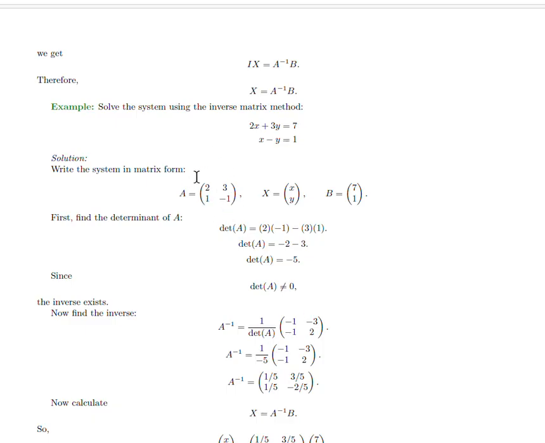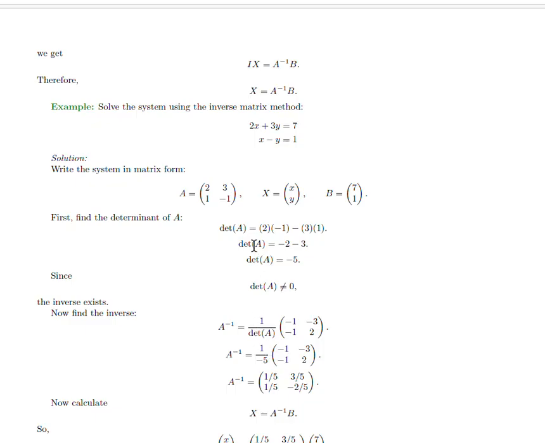For a 3 by 3 matrix it is different, and it's a very long procedure. We'll be skipping that for your level. We'll just do 2 by 2 for the inverse method. For 3 by 3 we use the second method, which is Cramer's rule.